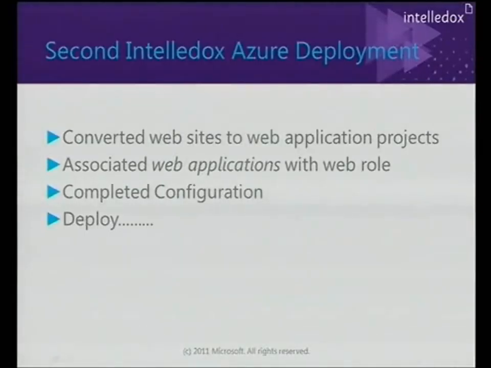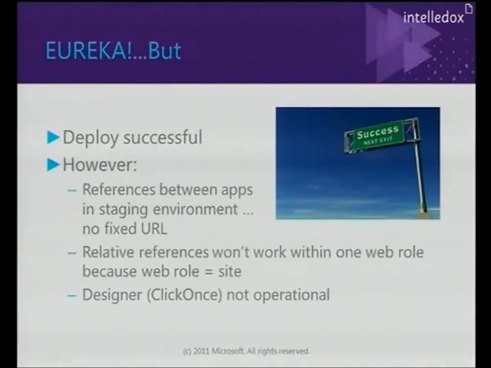In fact, I'd say out of the entire deployment process, that was probably the most arduous task, having to add in the two web applications and re-add all the files associated with those and re-hook up all the references and so on. But once we got the websites converted to web application projects, we were successfully able to associate the web applications with a web role, complete the configuration exactly as I showed you in the Hello World application, not any differently, and deploy, with a bunch of ellipses there to build the suspense on whether it was actually going to work.